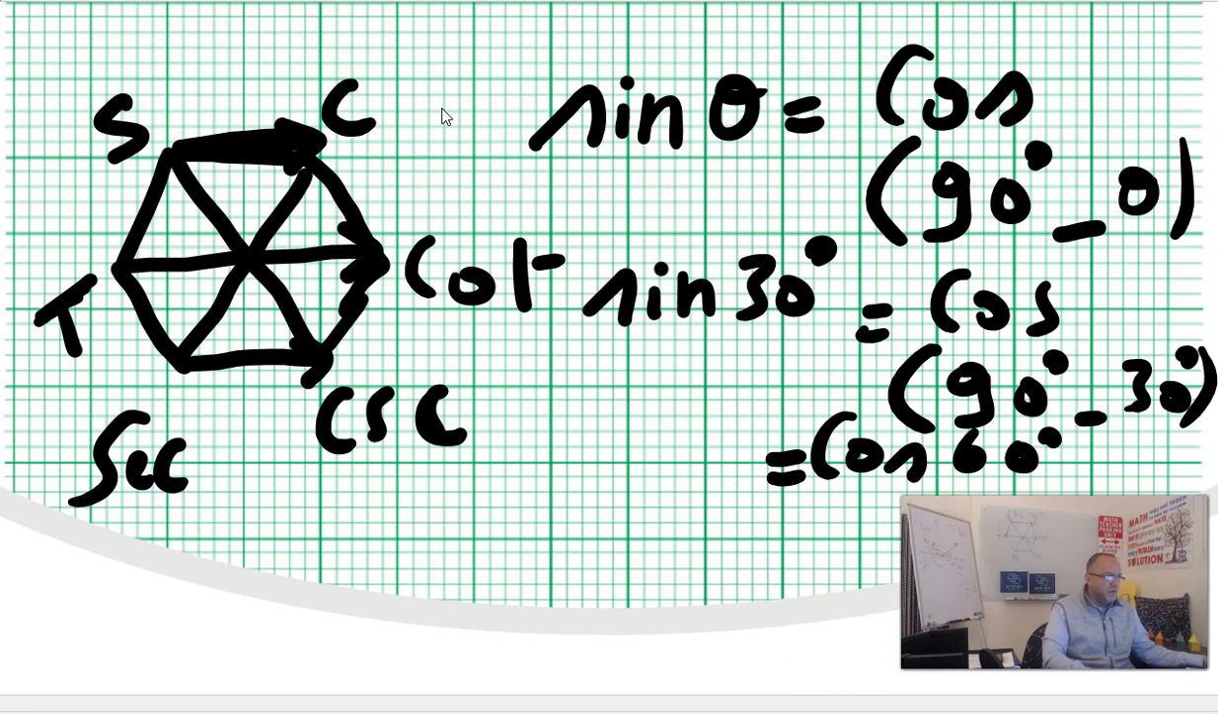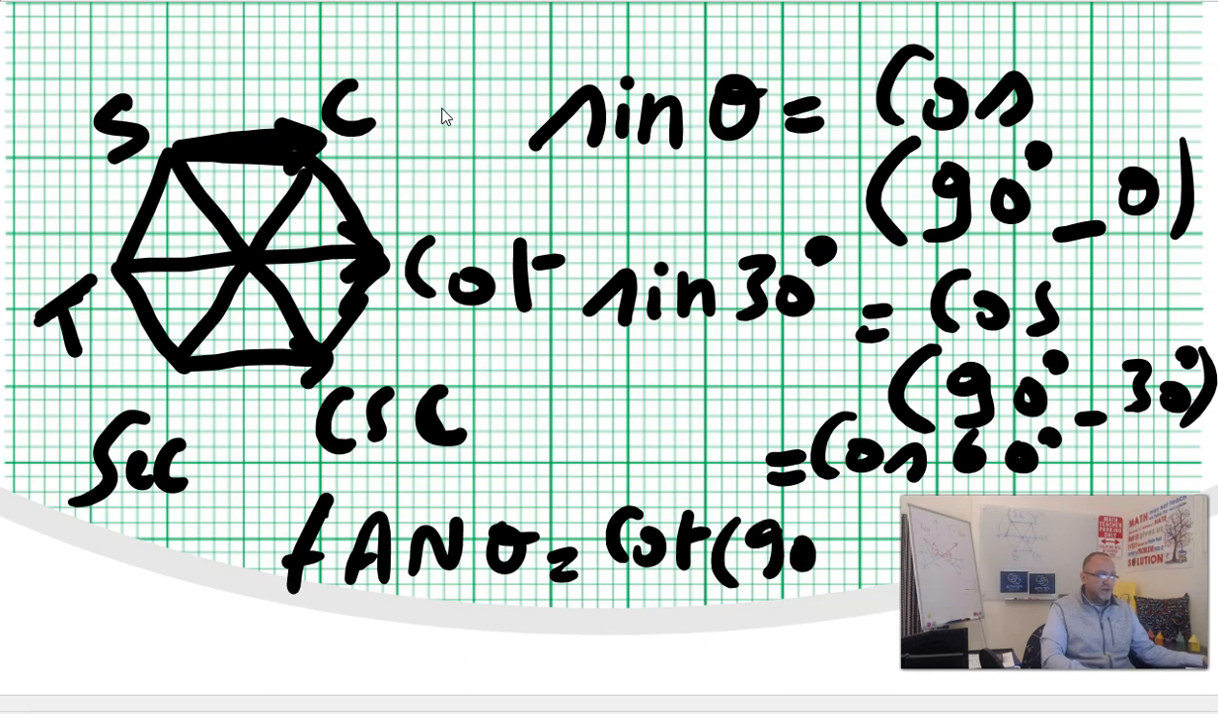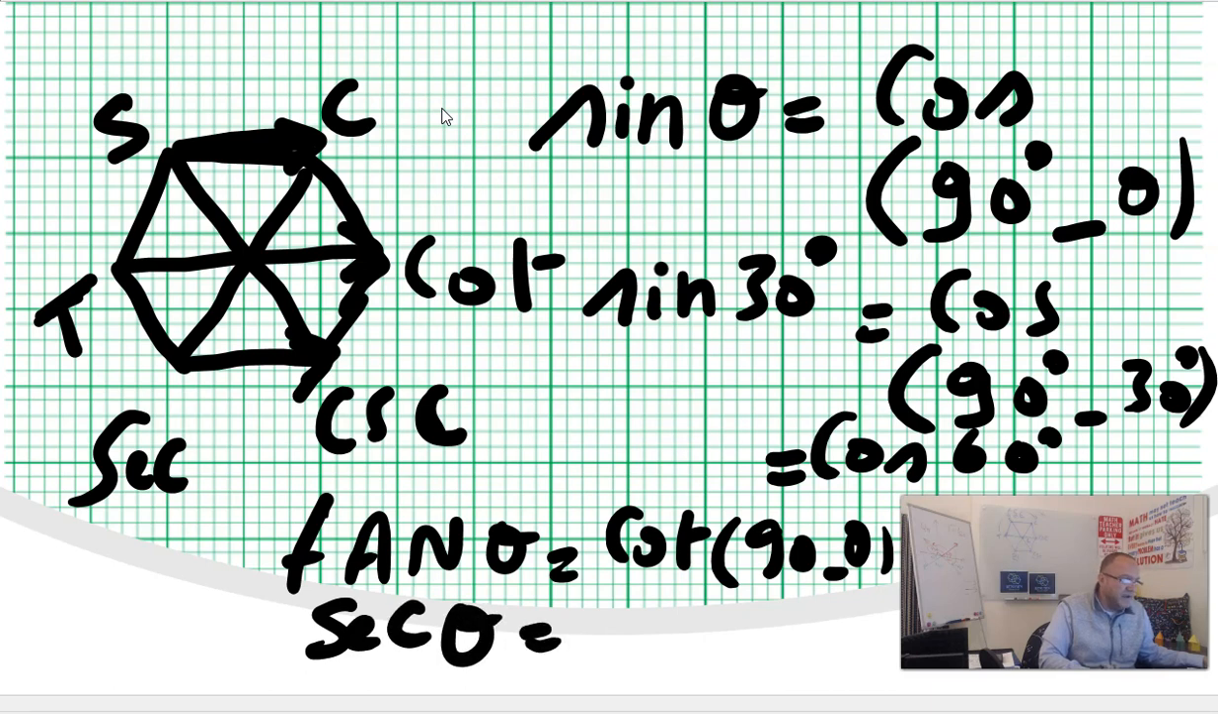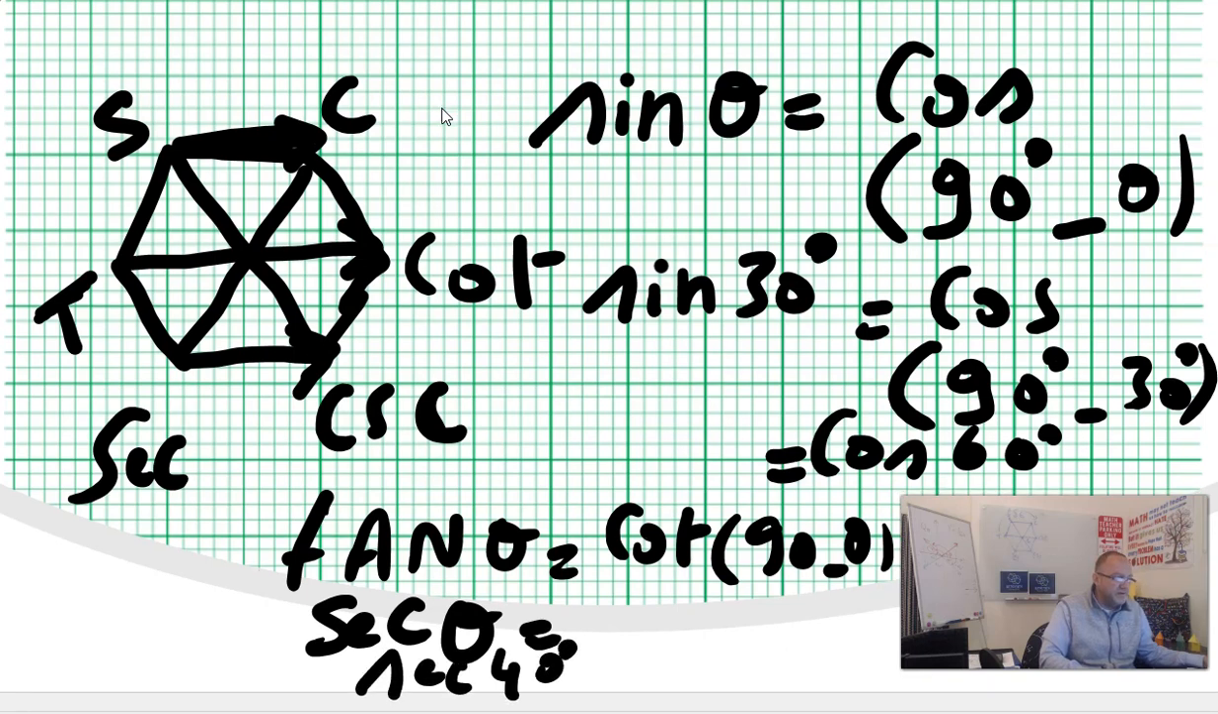we used our arrows to go through that product identity and say that one equals tangent times cotangent, the same way we can go from sine to cosine and tangent to cotangent. We can also say that tangent theta equals cotangent of 90 minus theta, okay? And we can say also something like secant, because the secant and cosecant are also cofunctions, secant theta equals cosecant of 90 minus theta. So if you have secant of, let's say, 40 degrees, that equals cosecant of what? 90 minus 40, 50 degrees. Okay, so that's how we figure them out.